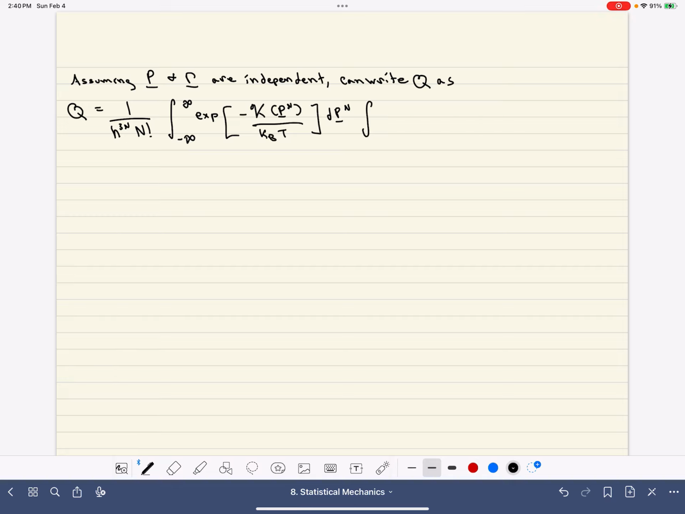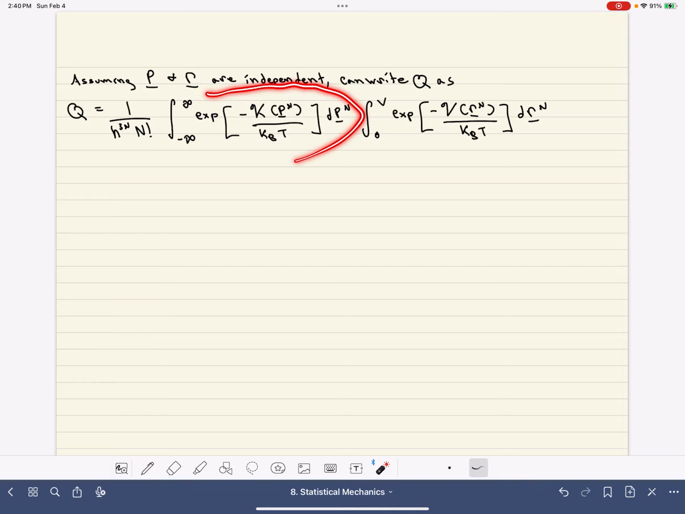And then we have the position. Remember, V is for volume, that's L cubed. We have our potential term, drN. So we could write these independently of one another, and because we could write them independently, we could focus on them one at a time. So now let's focus on the momentum integral.